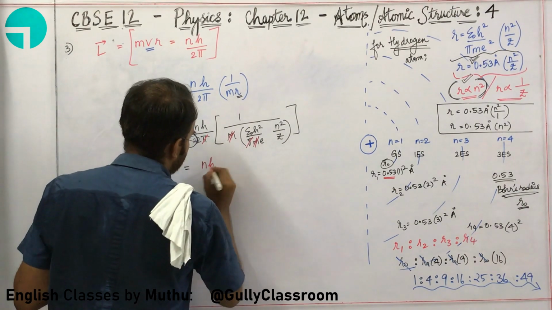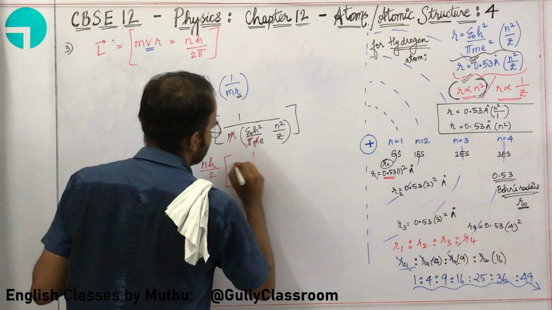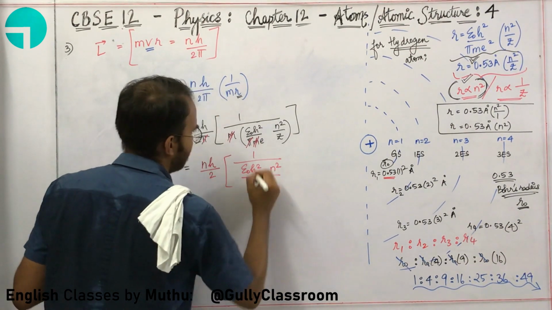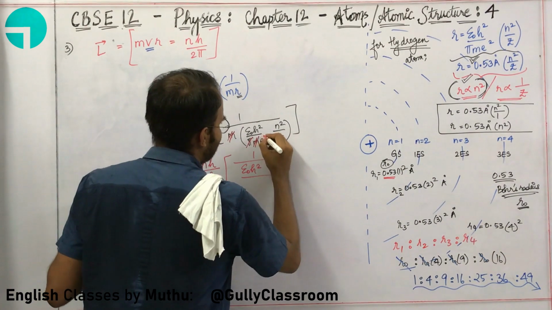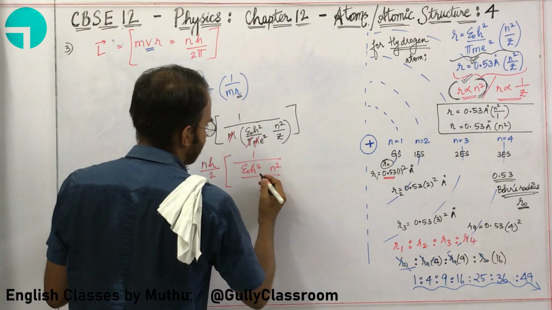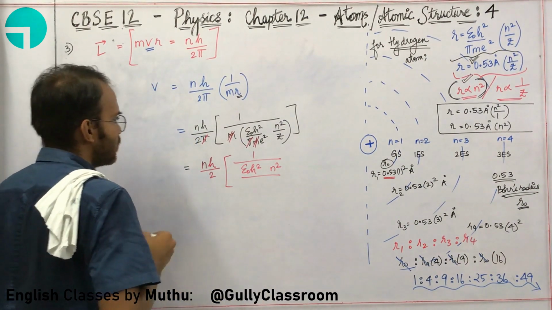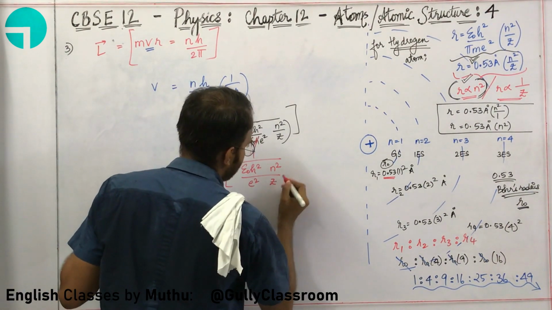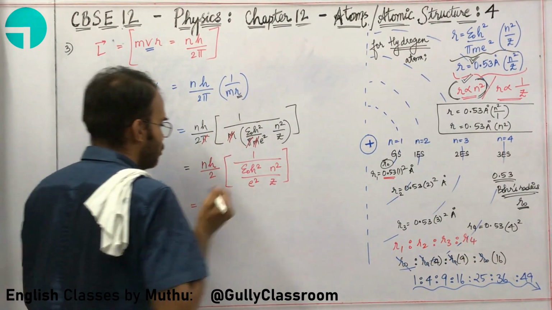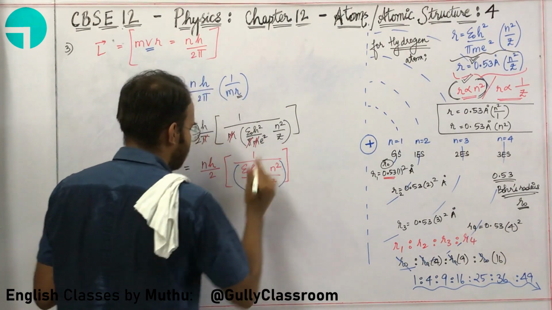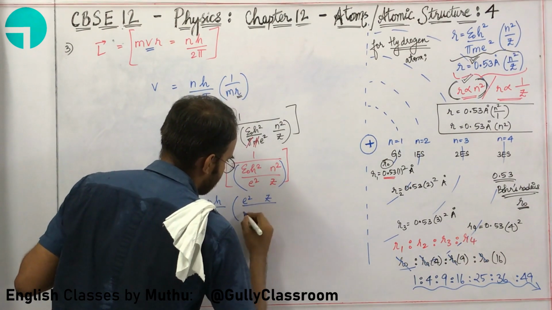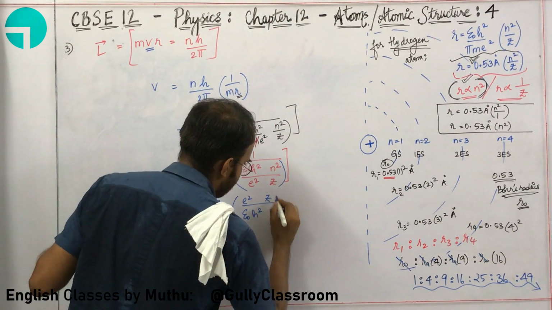Then I will write nh divided by 2 within brackets 1 divided by epsilon naught h square n square, completely divided by, okay, here it is e square. While substituting, I left an e square over here, so I am going to write e square into z. This particular part can be flipped above. So nh divided by 2 e square z epsilon naught h square n square.